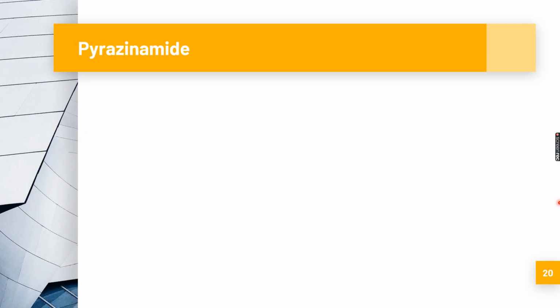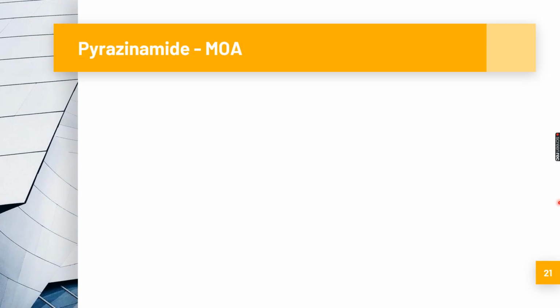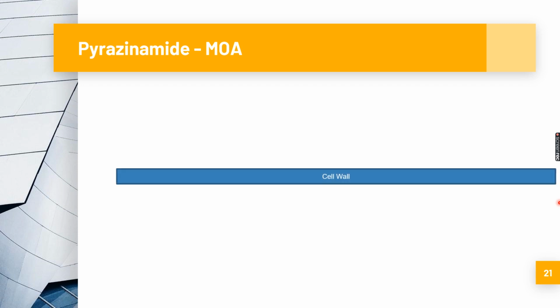The next drug we are going to discuss is pyrazinamide. It is the synthetic pyrazine analog of nicotinamide. When we talk about the mechanism of action, it's a little complicated and elaborate, but still it's easy to understand. Let's say this is the cell wall of Mycobacterium tuberculosis. When pyrazinamide is administered orally, it crosses the cell wall.